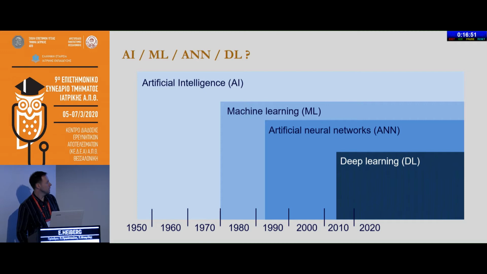Artificial intelligence is a very broad term. It was coined in the 1950s, and since then a lot of sub-entities have emerged. Machine learning came in the 1970s, then artificial neural networks in the 90s, and deep learning in 2010. In this lecture I will go into what they actually are, what they stand for, and how to understand these concepts, because I think it's important to distinguish between them.